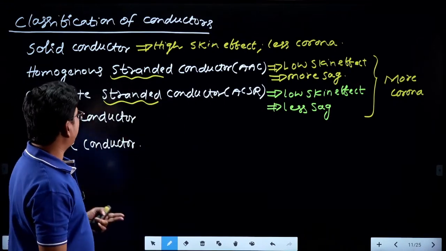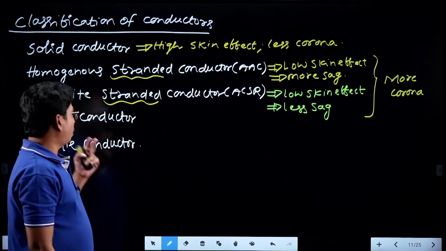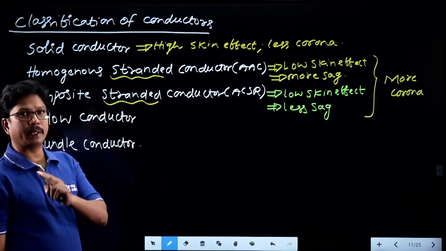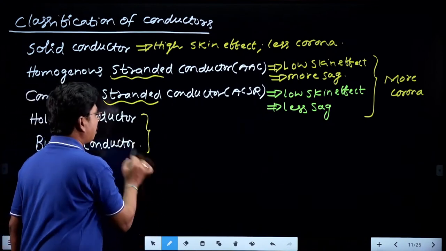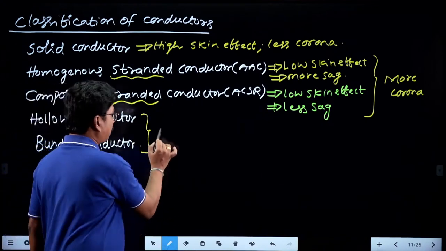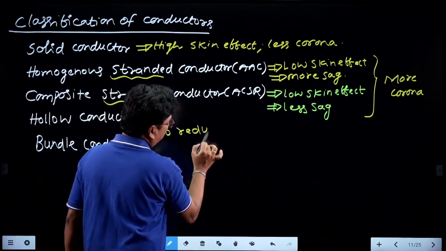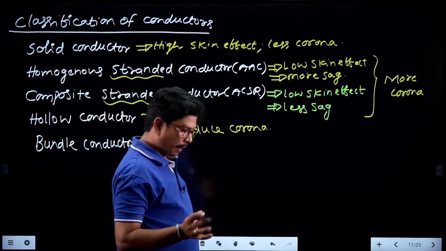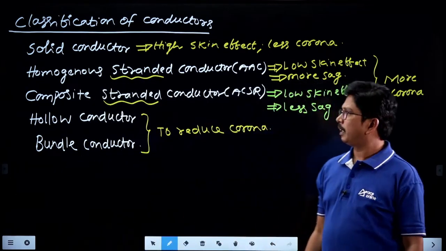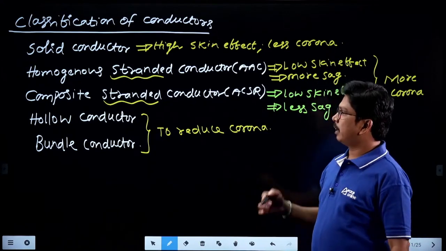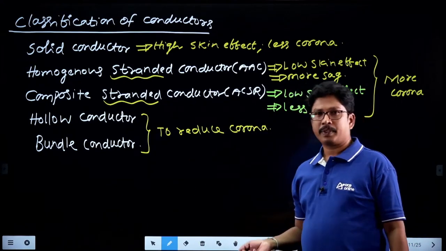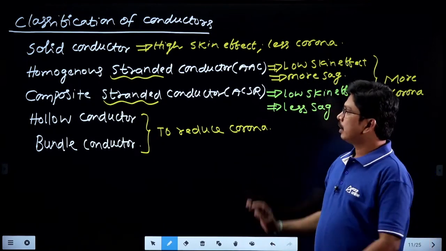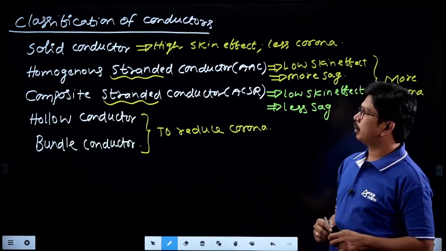So these are the basic types of conductors we are having. And later on, we have introduced two separate conductors: the hollow conductor configuration and the bundled conductor configuration. Particularly, they are used to reduce corona. Along with this, we have several other conductors like expanded ACSR conductors, all aluminum alloy conductors, and Anaconda conductors, right? So these are the more important things that you have to learn here.